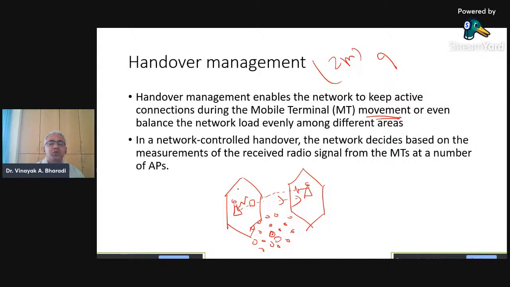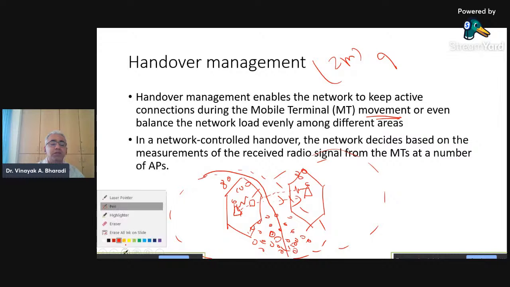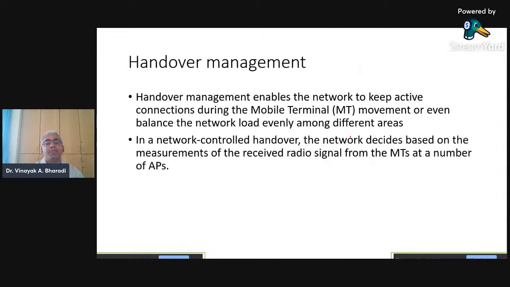So this cell has a capacity of 100 terminals, and suppose there are 150, and the extended range for this can be like this, and these cells even overlap. So what happens, this mobile management process will connect 80 mobiles here and 80 mobiles here, so that the load is evenly balanced. That is the other process which is involved in handover management, so that these cells are evenly loaded.